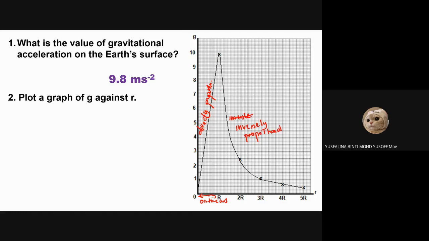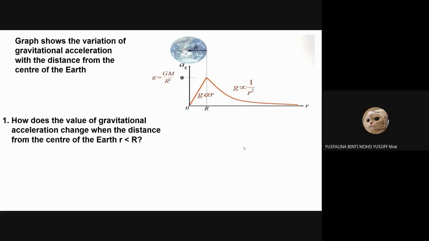From 0 to r, the object is on the Earth, so it is directly proportional. From 2r to 5r, it is inversely proportional, when the object is already in outer space. It's not on the Earth anymore. The graph shows the variation of the gravitational acceleration with the distance from the center of the Earth. When the value of r is increasing, the gravitational acceleration will decrease. So when you move further from the Earth, the gravitational acceleration will decrease.